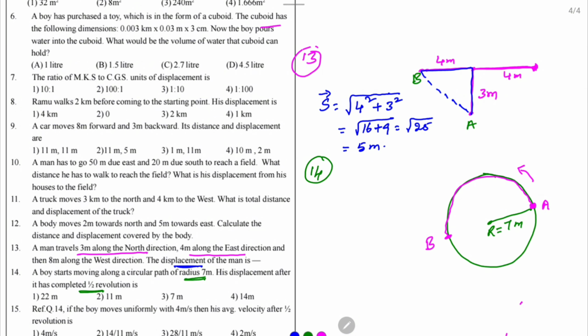So now we have to find out the displacement. Right, displacement is again what? It is the shortest distance between the initial point and the final point. So here the initial point is A, the final point is B. Draw a straight line, that is the shortest one. This is your displacement. So what is the length of this? It is the diameter, which is 2 times the radius, which is 14 meters. Very simple. Hope you also got the same answer. If you got the same answer, high five to you.